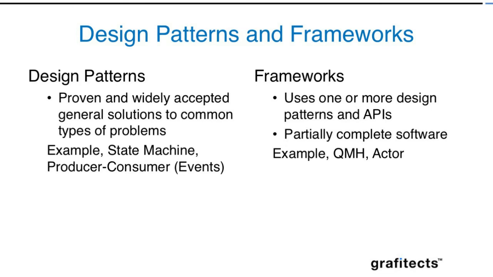So the only difference between a design pattern and a framework is that a framework can have one or more design patterns within it and also has APIs, okay? For example, what we refer to as QMH and Actor, which are very popular nowadays for highly scalable applications, are basically frameworks. So as you can see, it's partially complete software. The moment you start with a template, you can run it immediately. You just need to make changes. I'm not saying it's completely complete, but you don't have to start from scratch like with design patterns such as state machine or producer consumer.